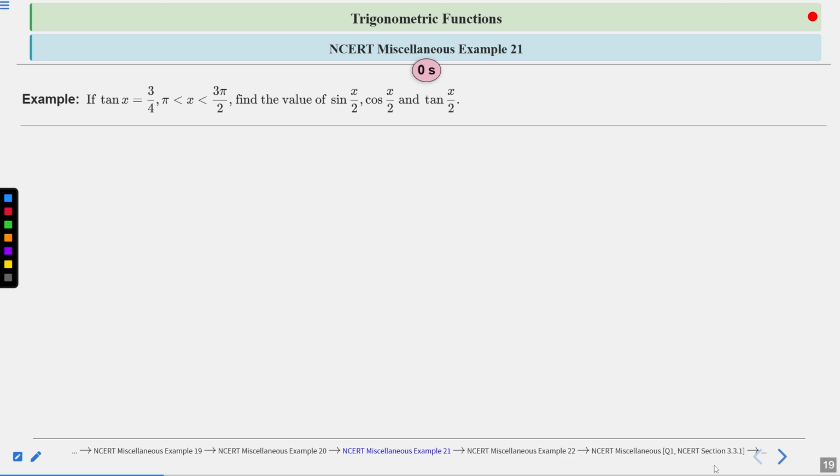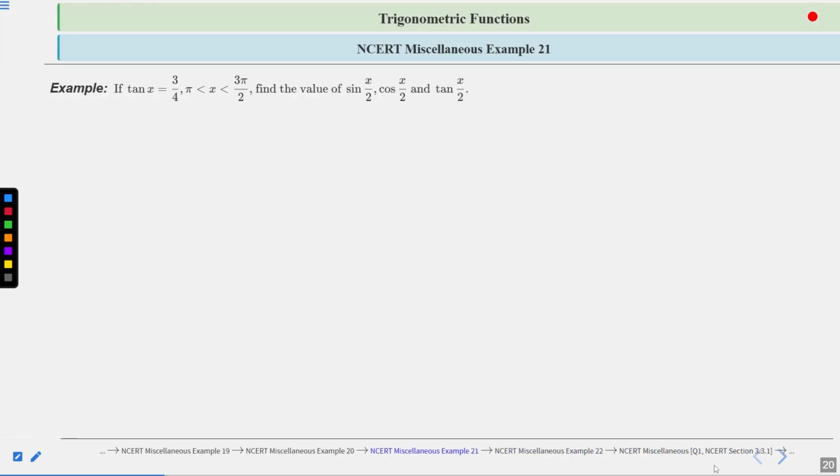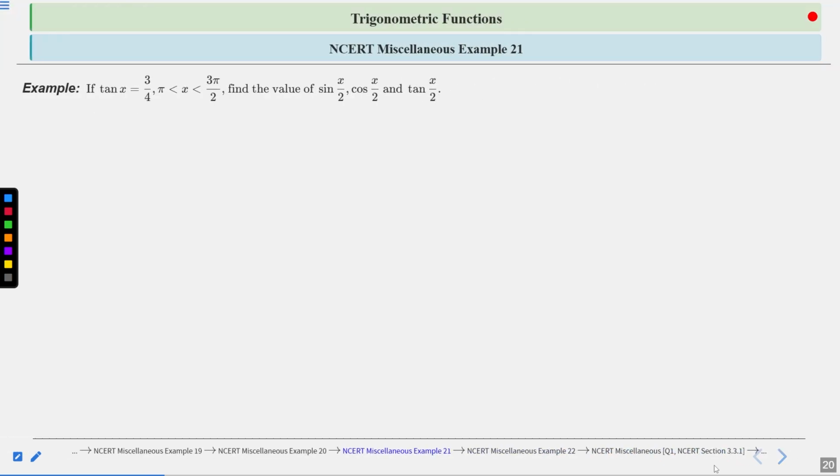Okay, let us see how we can solve this question. We are given tan x = 3/4 and x is between pi and 3 pi by 2, which is in the third quadrant. We have to find the value of sin x/2, cos x/2 and tan x/2. The correct answer is -3.